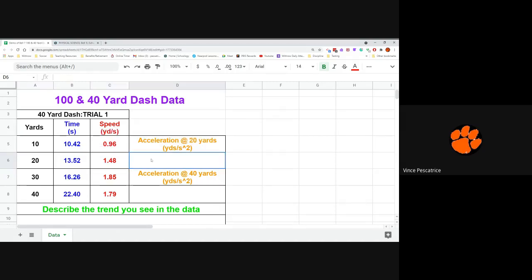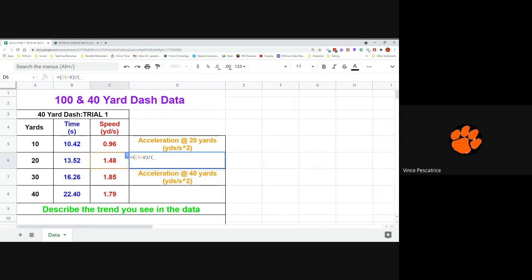Oops, wrong box. Equals. I'm going to do the change in speed. So you need to have parentheses here. You do Shift 9, which gives you a parenthesis. And you're going to do your final speed minus your starting speed. So it would be C6 or 1.48 minus what you start at, which was 0. Close the bracket with Shift 0.